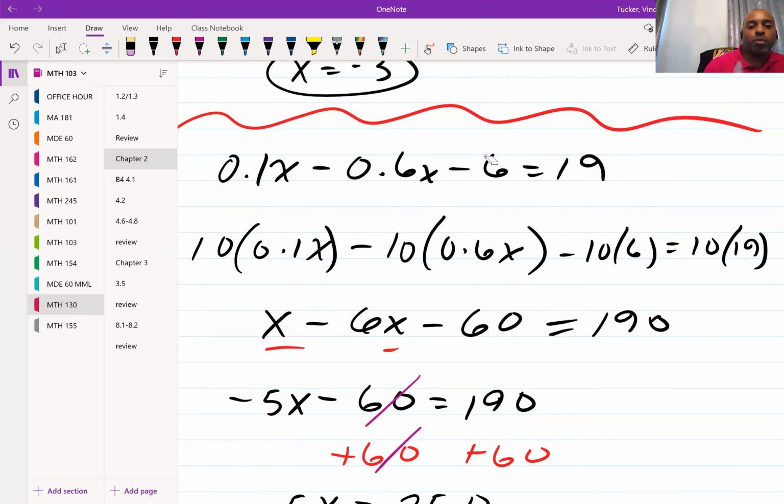And so 10 times 0.1 is 1. 10 times 0.6 is 6. 10 times 6 is 60, and then 10 times 19 is 190. And so now you no longer have any decimals.